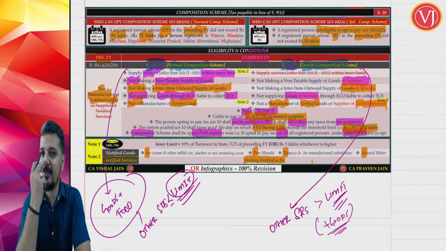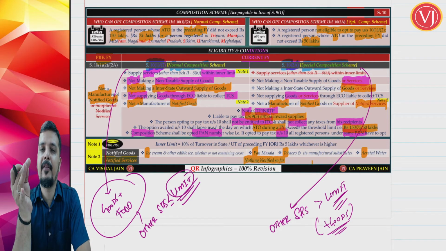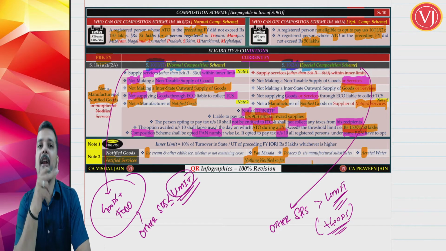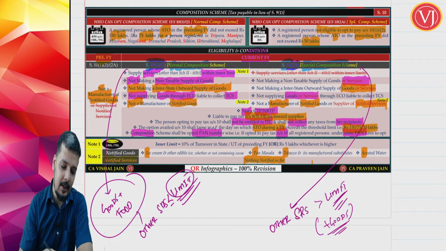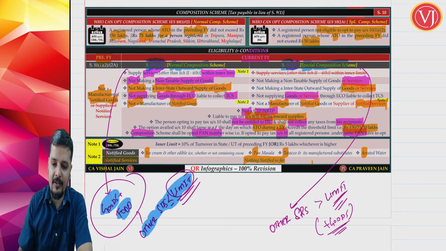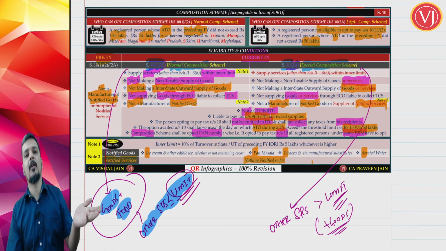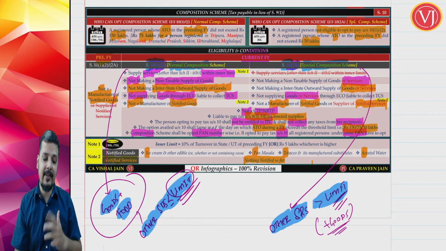Now one point to be discussed here is, we discussed in the beginning that for normal composition scheme, it is food plus goods plus other services within the limit. And special composition scheme is when you are not eligible for normal composition scheme. Now what is that inner limit? For normal composition scheme, it is goods, food and other services within the inner limit. And special composition scheme means you are not eligible for normal composition scheme, which means that other services is crossing the inner limit. Now what is that inner limit?